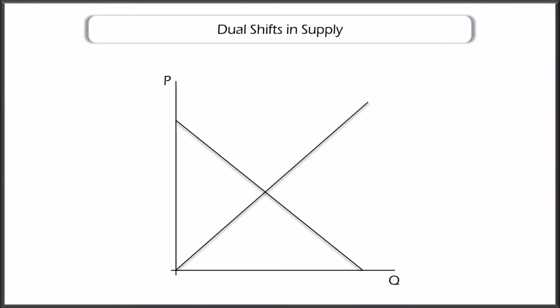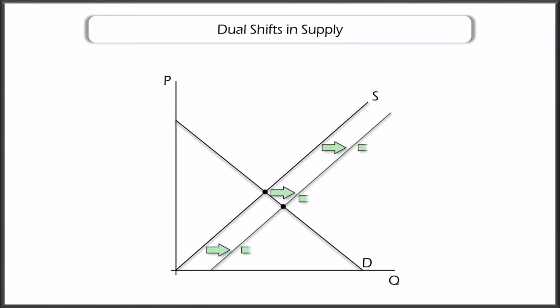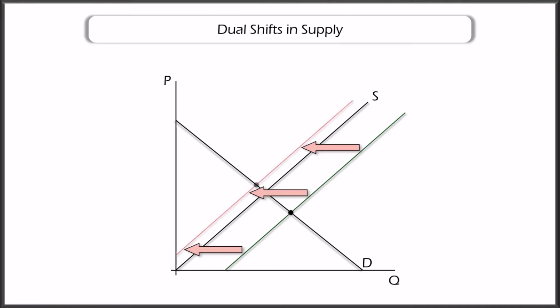The same goes for shifts in supply. Two decreases in supply look like this, while two increases in supply look like that. If both shifts are in opposite directions, the result depends again on the shock with the highest impact on the market. For example, a stronger decrease in supply leads to a cumulative decrease in the supply curve.